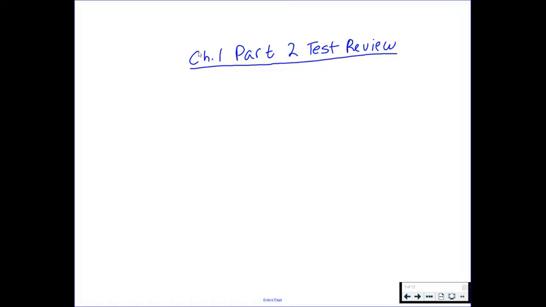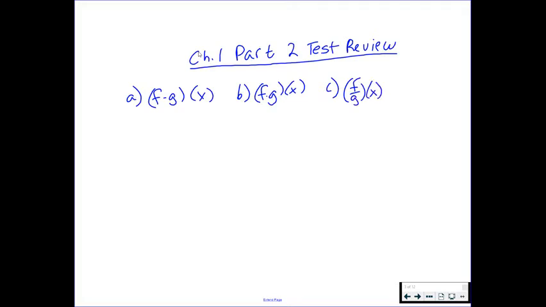Questions 1 through 2 state, for each of the following, we're finding: A, f minus g of x; B, f times g of x, which means to multiply f and g together; C is f divided by g of x; and D is f plus g, and then negative 3 is off by itself.